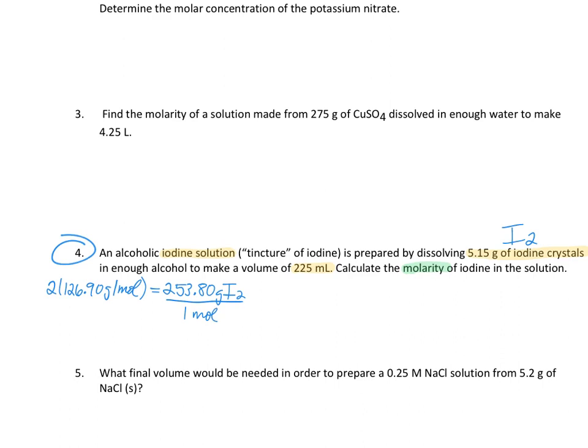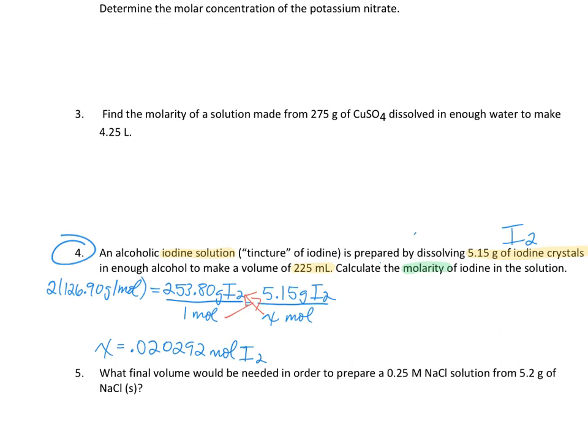I can use a proportion to solve for the number of moles that we have in 5.15 grams of I2. In order to do this, I'm going to cross multiply and solve for x. So here I'm going to get 5.15 equal to 253.80x. So I'm going to wind up with x equaling 0.020292 moles of I2. Now I took some extra significant figures here because this is not going to be the final answer.